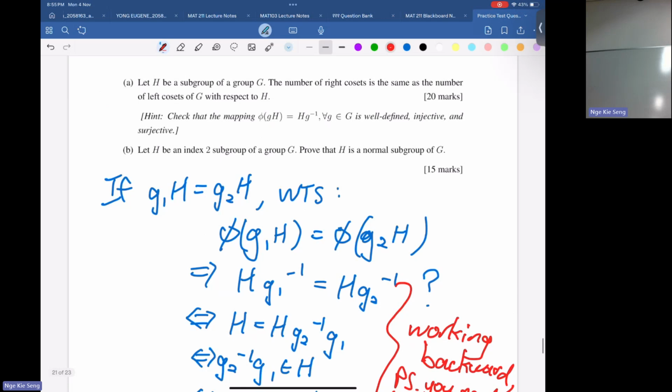Else. Okay, and then you need to check injectivity is the same as surjectivity. You see, this thing is very important. Make sure you know.